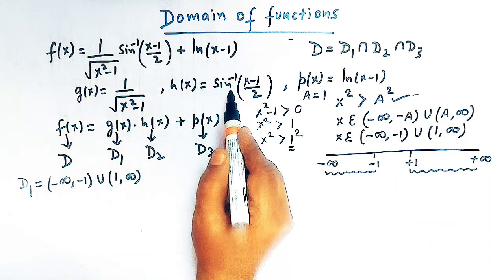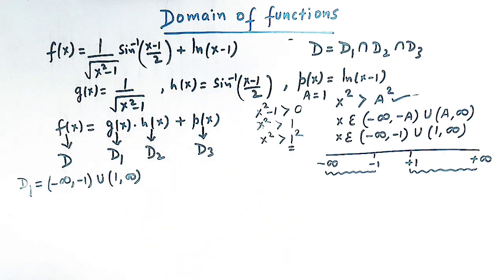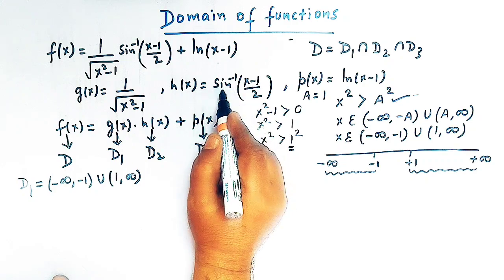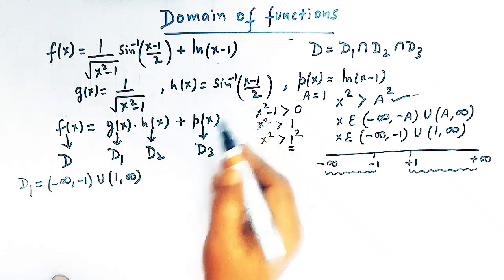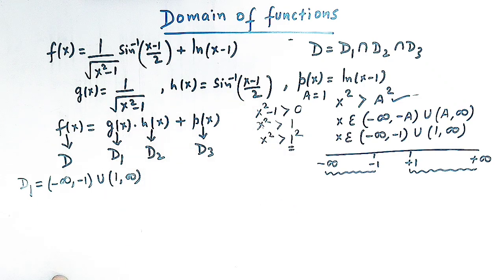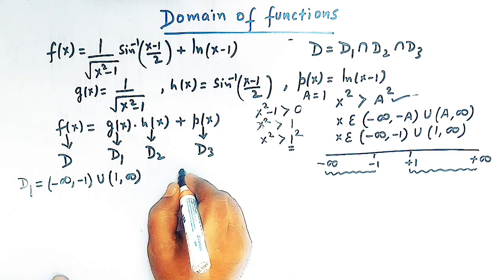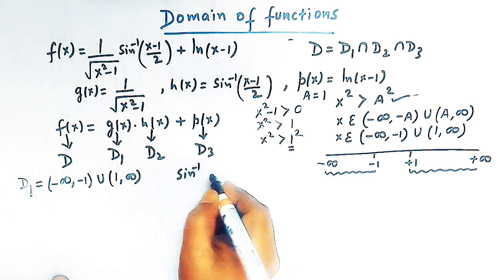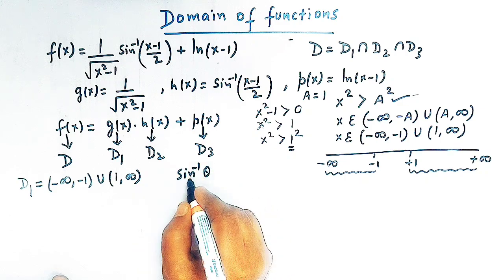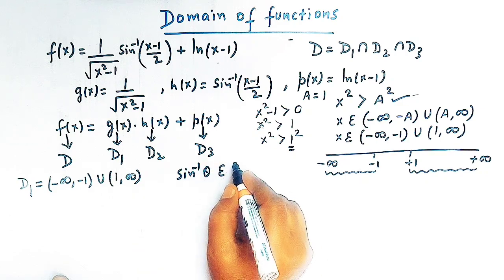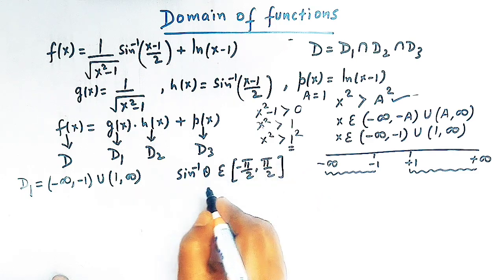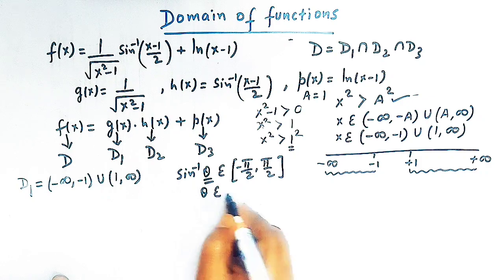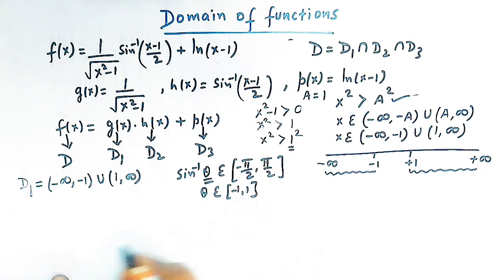So let us now find out the domain of h of x. So here we have the inverse sine function, that is sine inverse of (x minus 1) over 2, right? So here I will make use of the concept of inverse trigonometric function, that is the function sine inverse theta. The range of sine inverse theta belongs to this interval, that is minus pi by 2 to pi by 2, provided this theta belongs to the interval minus 1 to 1, right?